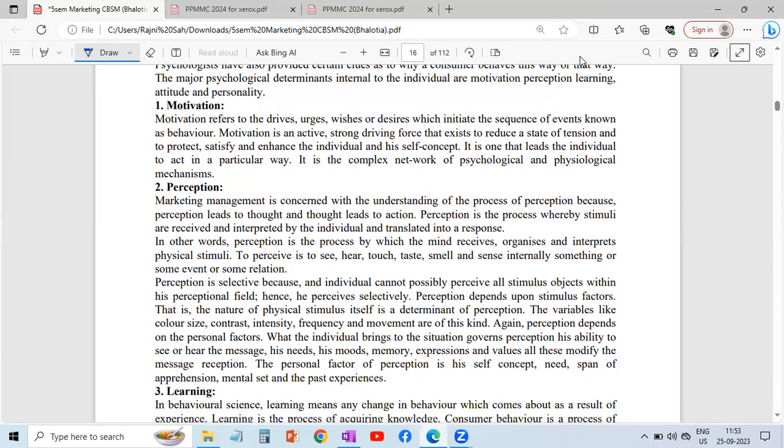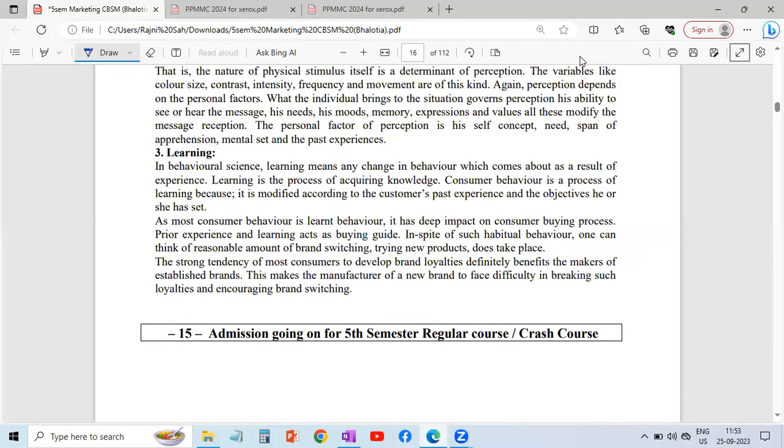Moving on to perception, which I told you, your perception and my perception is different, and your way of seeing something and my way of seeing something is absolutely different. Now, moving on to learning. Learning in behavioral science means any change in behavior which comes about as a result of experience. Like if you have made some mistake earlier, you would realize that and learn from your mistakes. But we are humans. We again have attributes which do not resemble this. We don't listen and don't accept our mistakes. How many of you don't like to accept your mistakes?